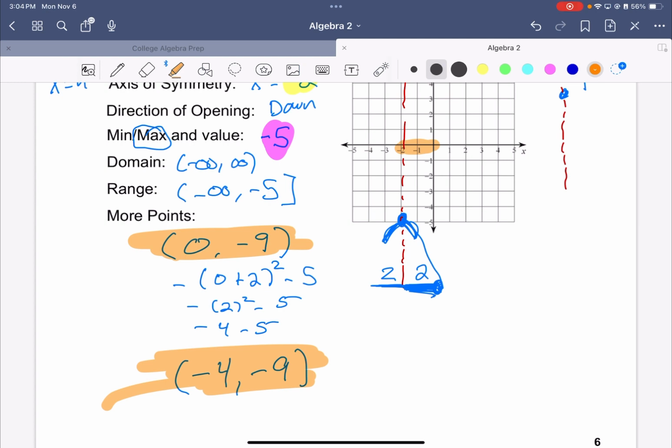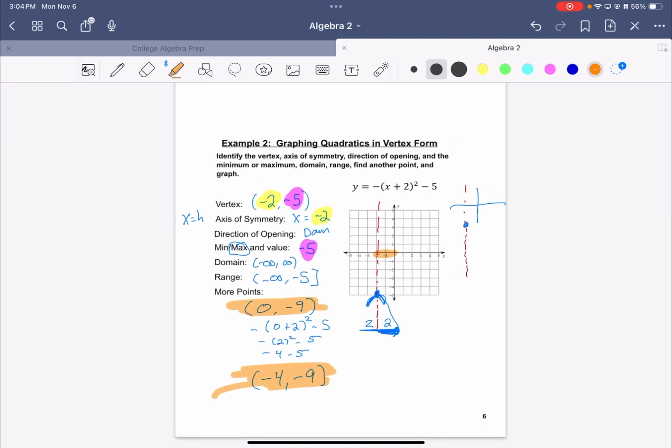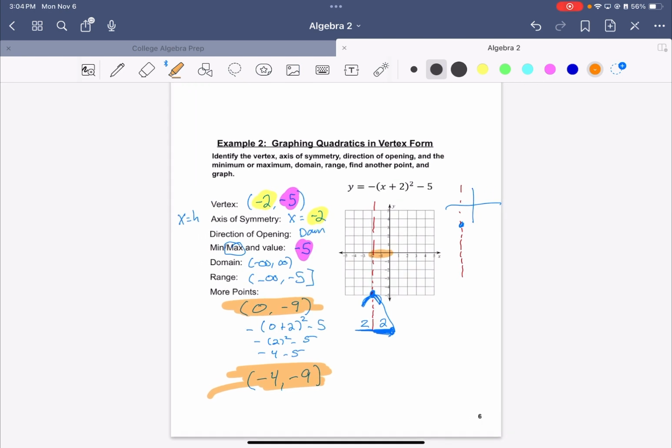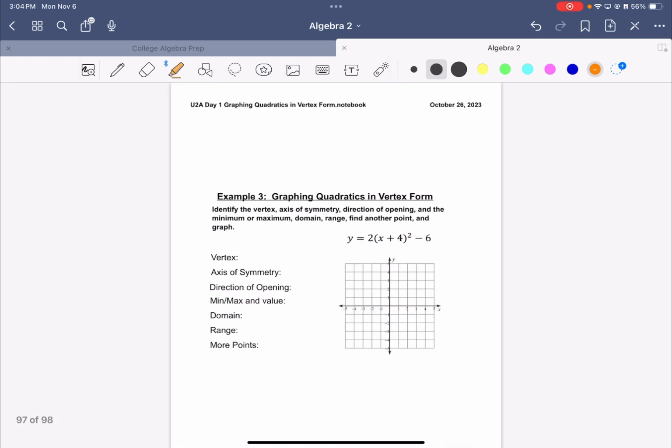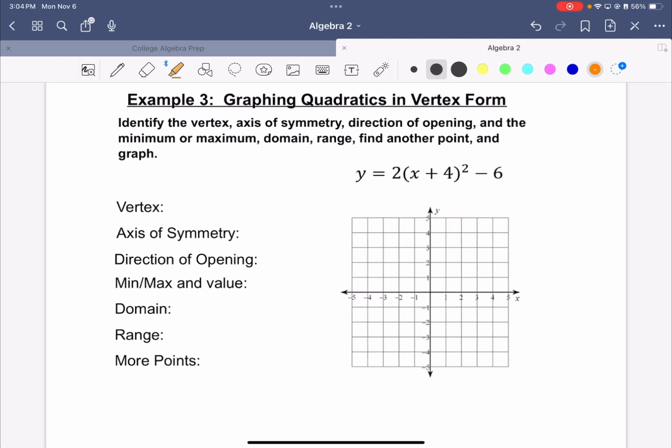Okay. Good with that one? Ready to try it on your own? Good. Because you are. All right. Find those things for that graph.